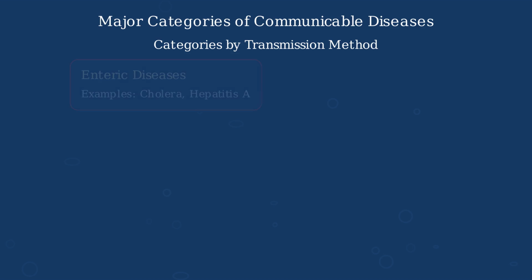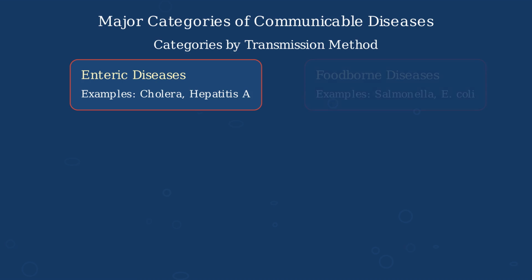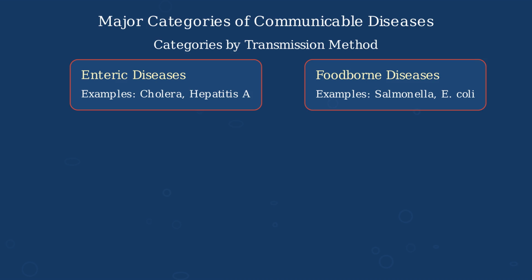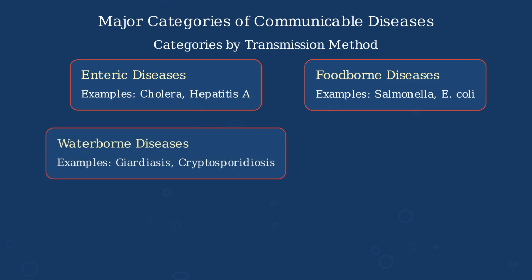Communicable diseases can be categorized in multiple ways, helping us understand their transmission and characteristics. First, let's look at categories based on transmission methods. Enteric diseases affect the intestinal tract and include conditions like cholera and hepatitis A. Foodborne illnesses are transmitted through contaminated food, with common examples being salmonella and E. coli infections. Waterborne diseases spread through contaminated water, including giardiasis and cryptosporidiosis.